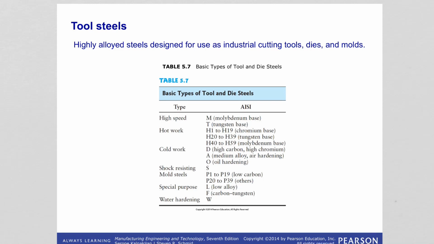Tool steels. These are specially, highly alloyed steels for use as industrial cutting tools, dies, and molds, where it is required to have high strength, impact toughness, and wear resistance at room and elevated temperatures. Of course, they are commonly used in the forming and machining of metals.